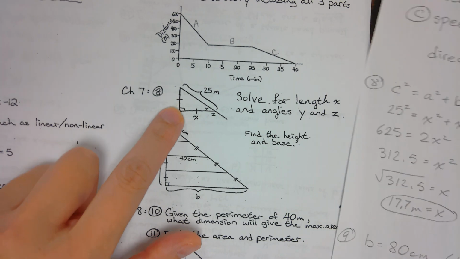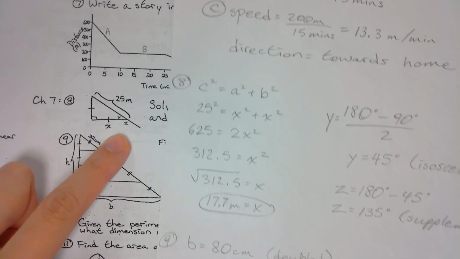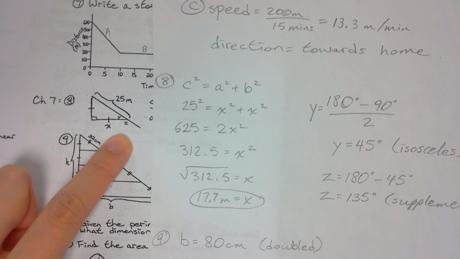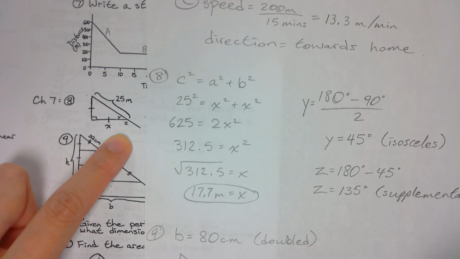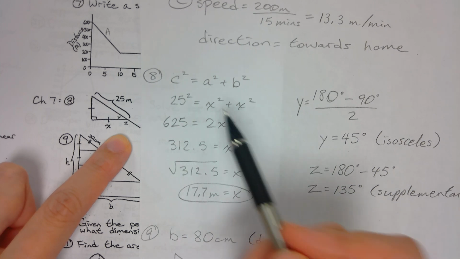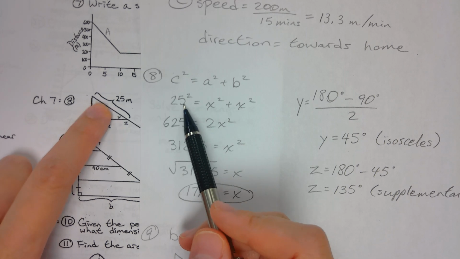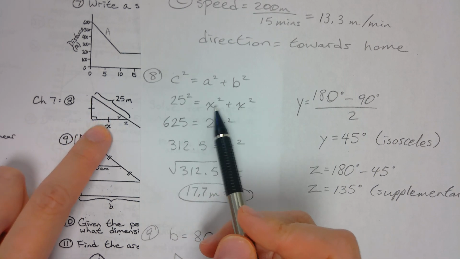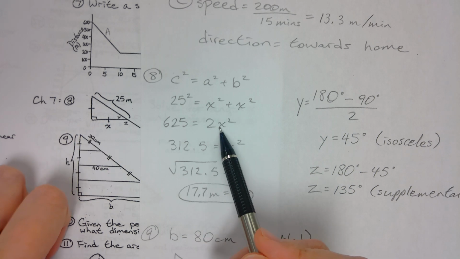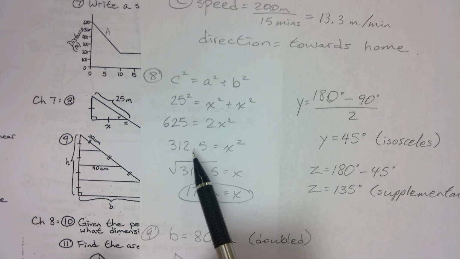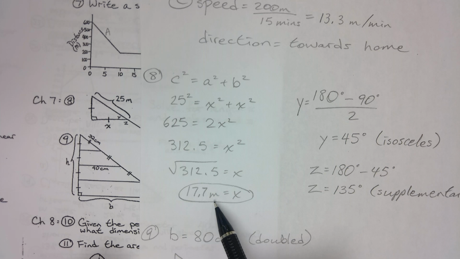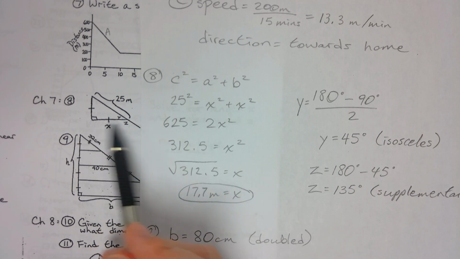For number 8, when we did Pythagorean theorem and angles, it's a right angle triangle. By now, I think I drilled it in your head that you have to do Pythagorean theorem. I only gave you C. I don't know what A and B is, so I'm going to call it x. So x squared plus x squared is 2x squared. To solve for x now, you have to divide it by 2 and then square root it. So x is 17.7 meters. Your unit is meter because we're talking about the length.